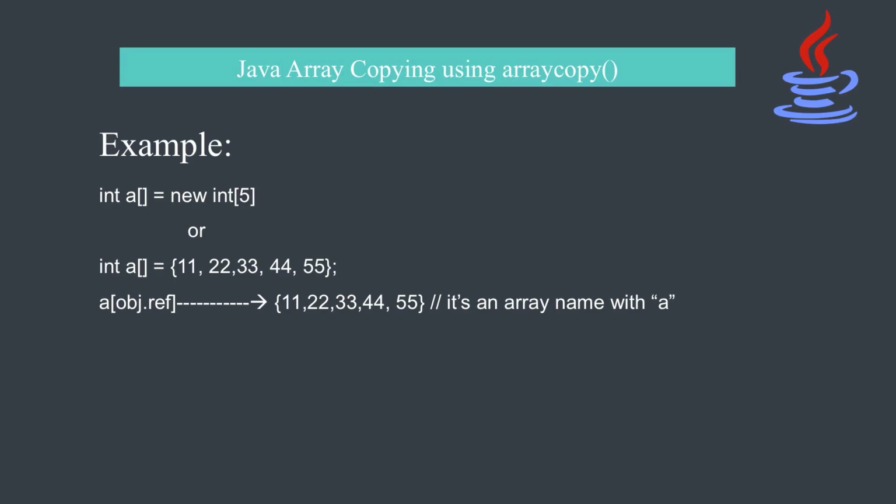So 5 is the size of an array, or we can also take integer array A. The array is represented by square brackets equal to 11, 22, 33, 44, 55, a set of values. Here the array name A is an object reference variable which will be pointing or referring to a collection of values of the same data type in the memory.